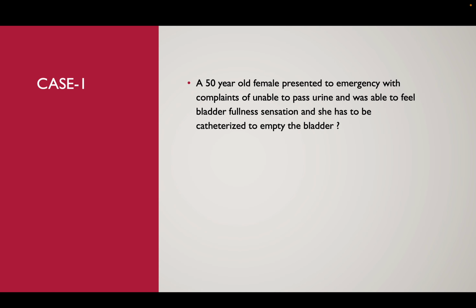This is called a motor atonic bladder. Maybe the sensory part of the nerves is normal, but the motor part is affected. So that's why she was able to perceive the sensation of the bladder, but was not able to empty the bladder. This is called a motor atonic bladder. In such cases, you mostly advise catheterization, so empty the bladder on an emergency basis.